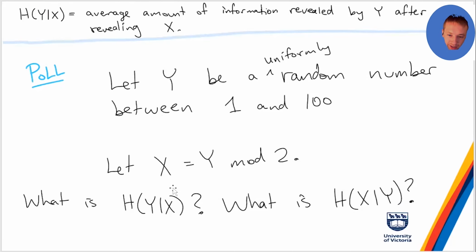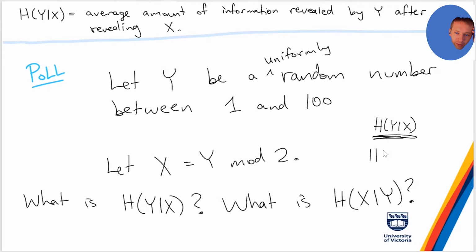Okay, so actually this is the example I was mentioning. Suppose I let Y be a random number between 1 and 100, and then I let X be just Y mod 2, meaning X is 0 if Y is even, X is 1 if Y is odd. I'm trying to get you to do this without doing the calculation, actually. I'm not sure if that's going to be possible, but one of these things is easy. So what is the conditional entropy of Y given X? This one I think is a little bit more complicated.